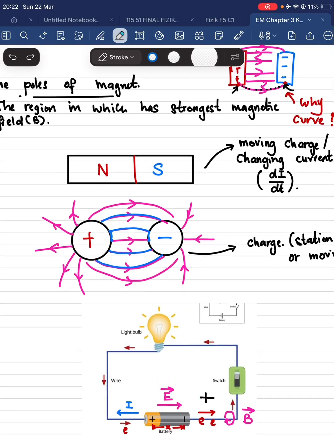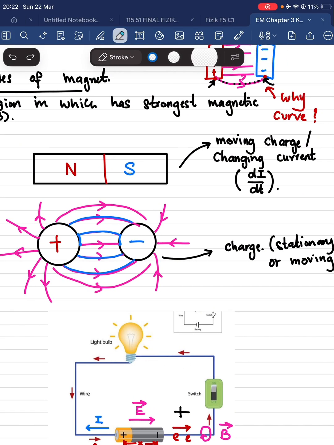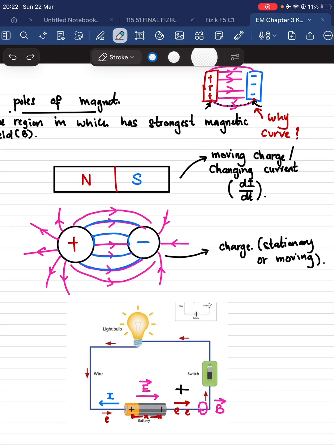Okay, so this is for electricity. The condition is the charge can be stationary or moving, so it doesn't matter, right? But for magnetism, we cannot have merely stationary charge. The charge must be moving so that we can produce changing current.